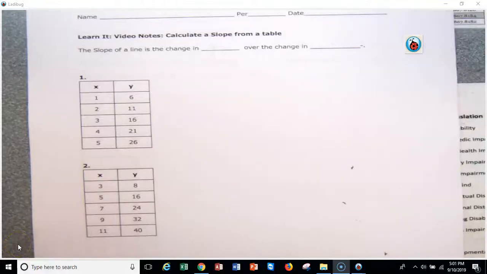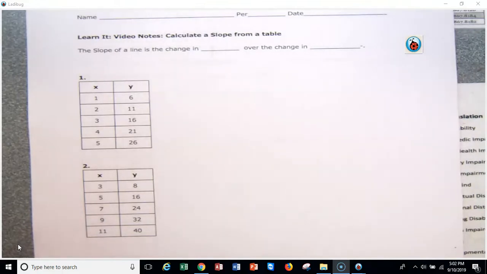Hello, this is Algebraic Reasoning, Unit 1B. This is Level 1 video notes for calculating slope from a table. This should be a review for you because we've covered this in previous units. So let's just go over it really quickly.